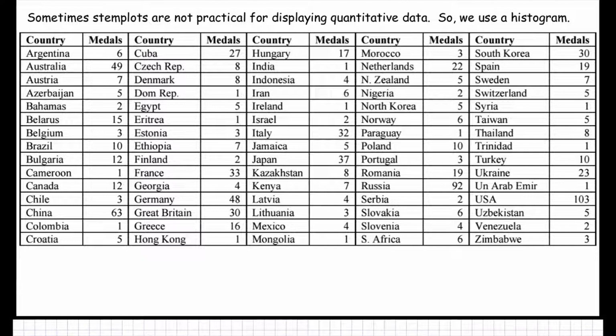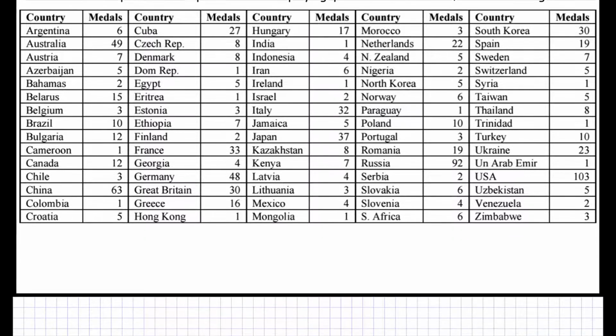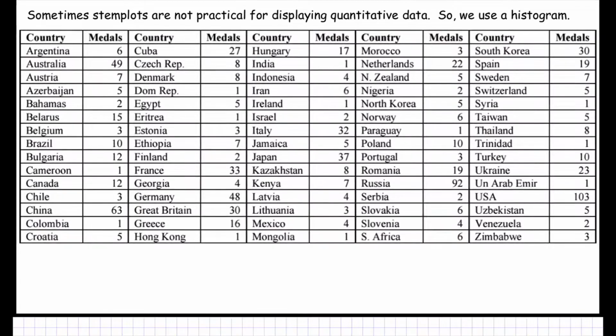Okay. So histogram. A histogram is a way to show quantitative data. It's a different way, like a dot plot, like a stem plot. First thing you need to do for a histogram. Well, first of all, let's look at the data.